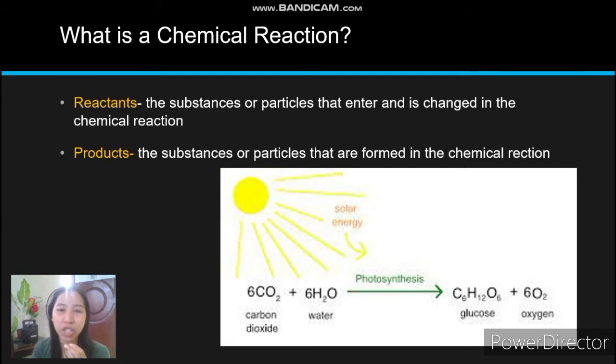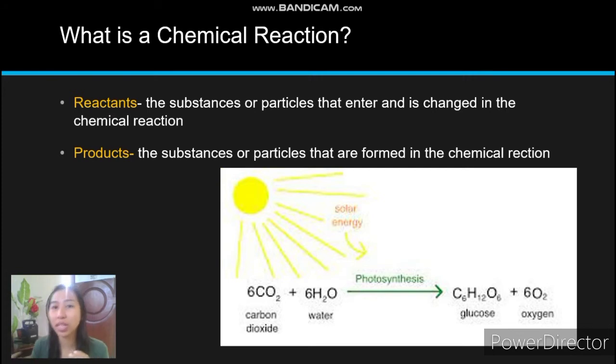So a chemical reaction is composed of your reactants and your products. The reactants are the substances or particles that enter and are changed in the chemical reaction. So ang reactants ang imuhang kung sa production of products sa market. Reactants are your raw materials. Kini siya ang imuhang gamiton para makaproduce ka og product.